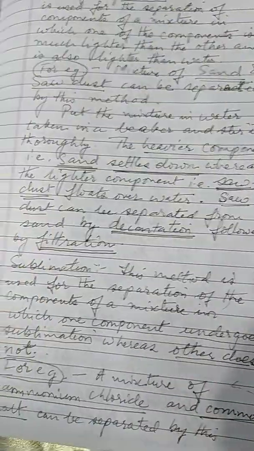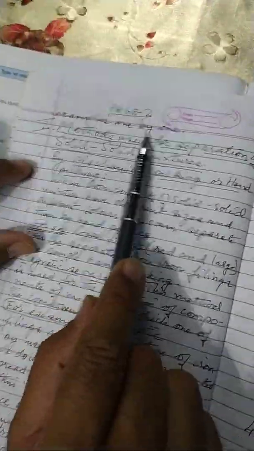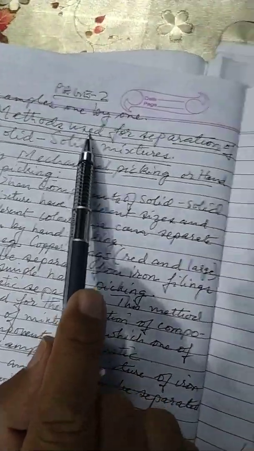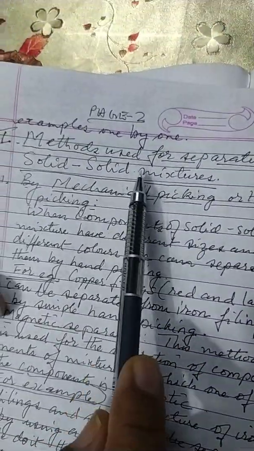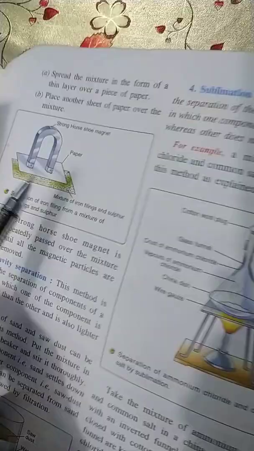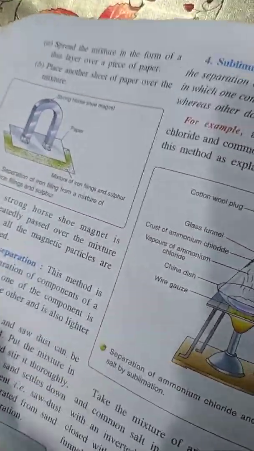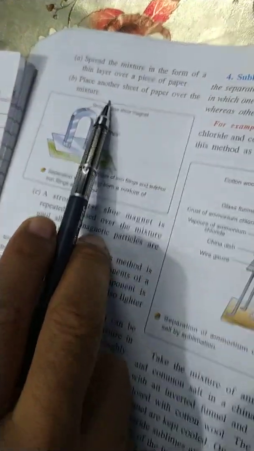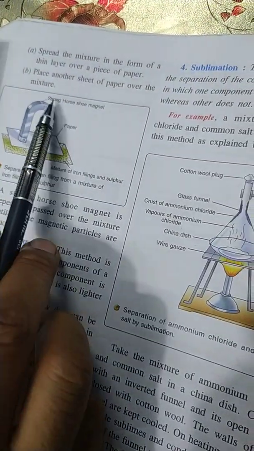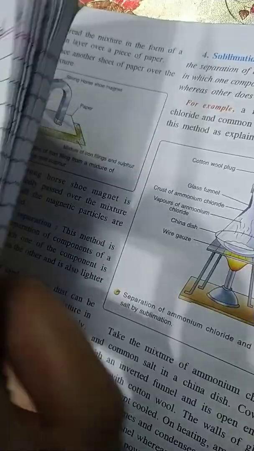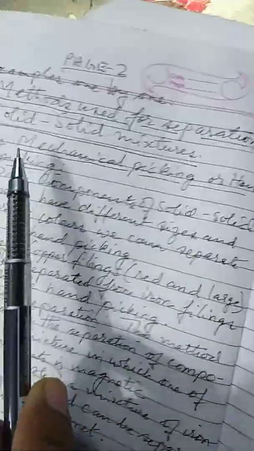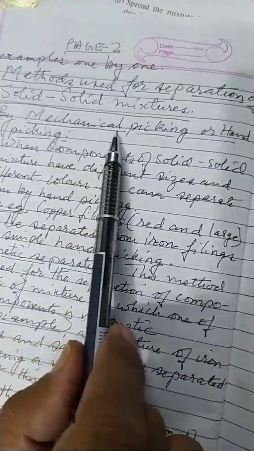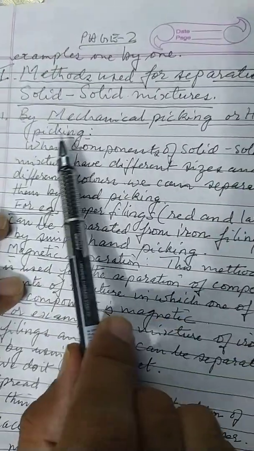Let us see these examples one by one. We have got methods for separation of solid-solid mixtures. For example, if you see here, we have different methods of separation of solid-solid mixtures that have been shown here on page number 48 of your books. Looking here, we see first, mechanical picking or hand picking.